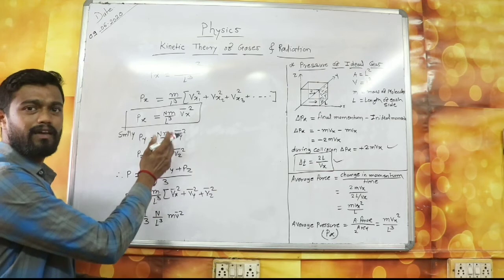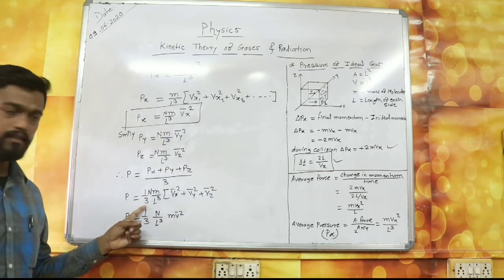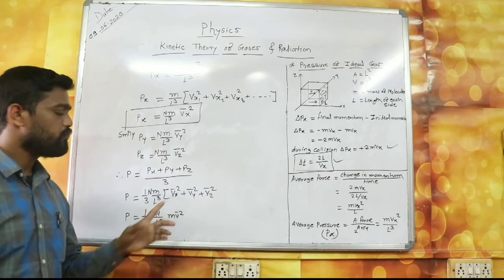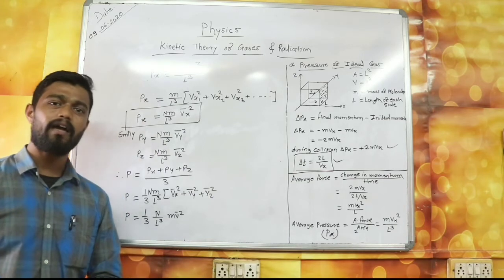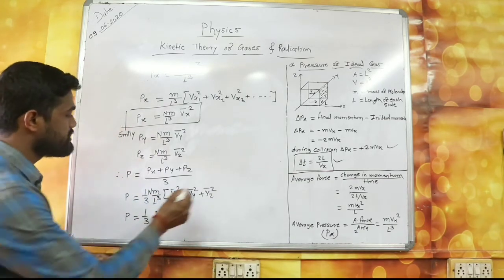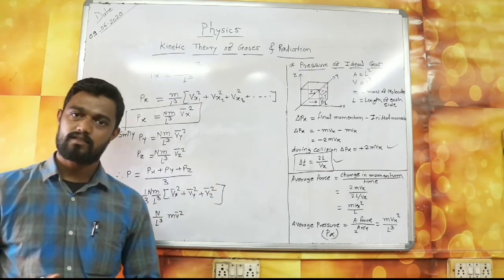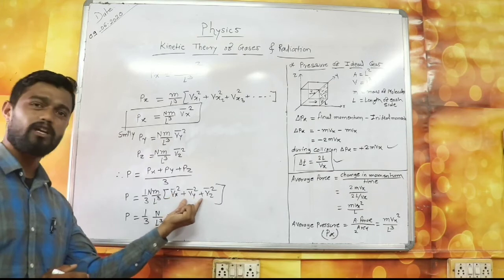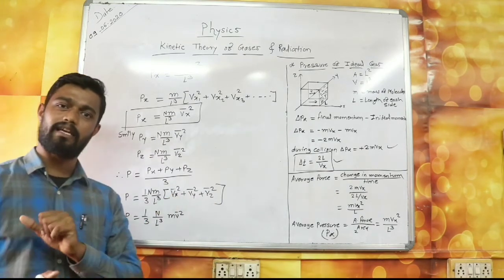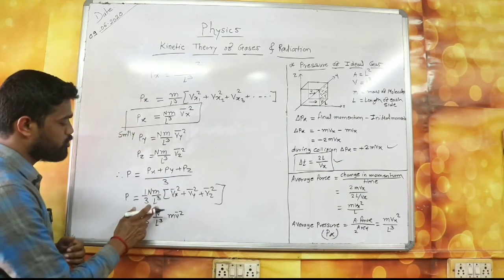When I put these values, I get 1 upon 3. nm upon L cube is common, so take it outside. What remains is Vx bar square plus Vy bar square plus Vz bar square, and this is called V bar square. This is the total velocity. Small v is defined as velocity and capital V is defined as volume. This is called volume, which is L cube converted to V.